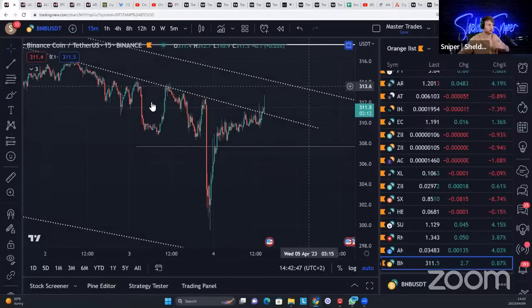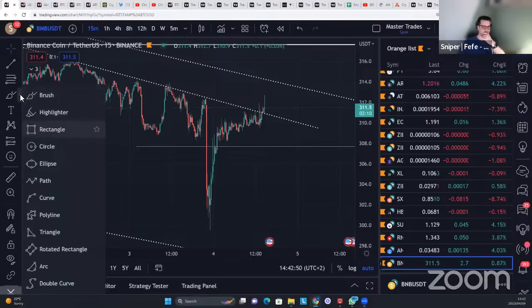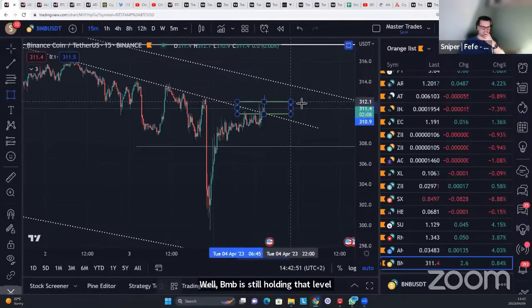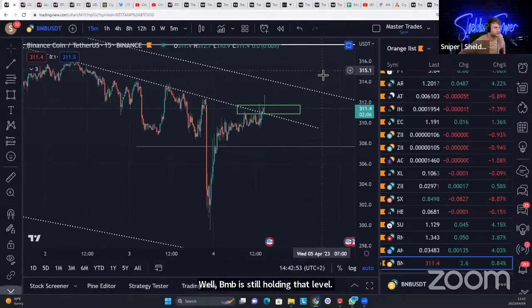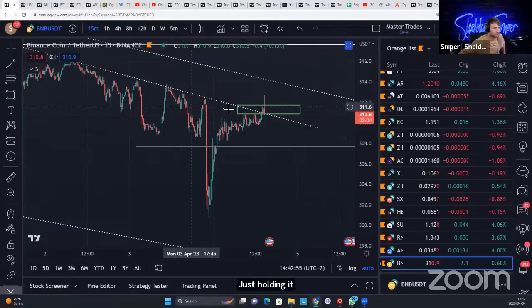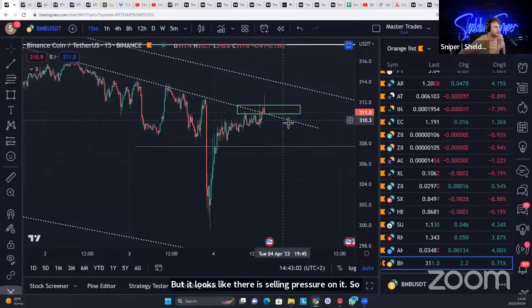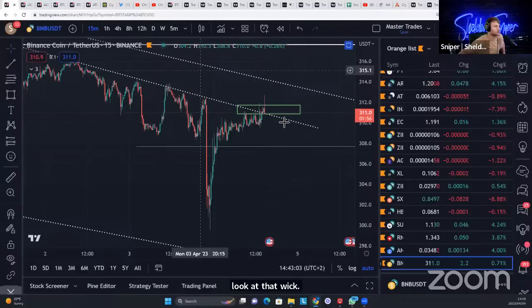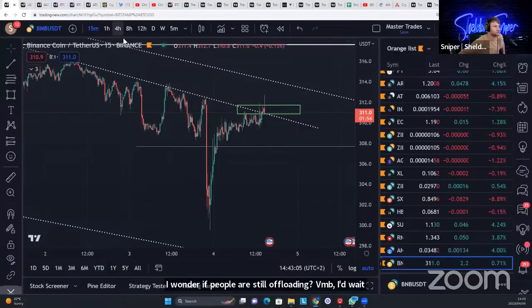Well, BNB is still holding that level. Just holding it. But it looks like there is selling pressure on it. Look at that wick. I wonder if people are still offloading BNB. I'd wait on this one, guys. I'd wait for the 4-hour break. So if you are in BNB, de-risk right now.